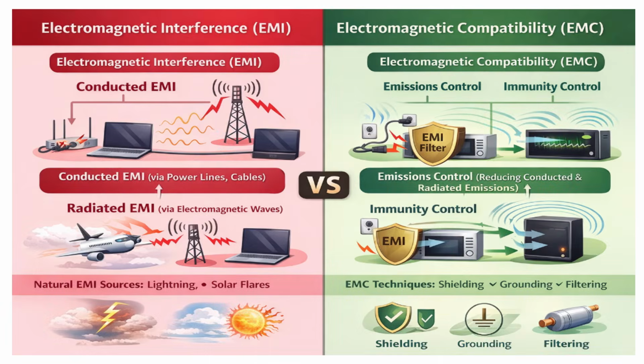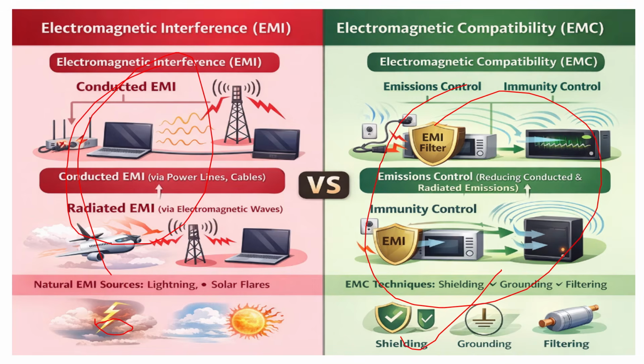Here is the conclusion. Conducted EMI, radiated EMI, and natural EMI sources like sunlight and rain are all natural EMI, electromagnetic waves. This is the summary of electromagnetic interference. For susceptibility, we use filters and shields in order to protect. Shielding, grounding, always use the ground.